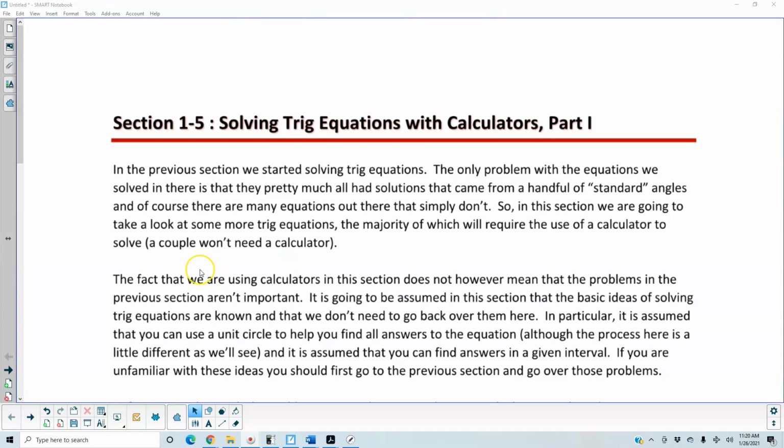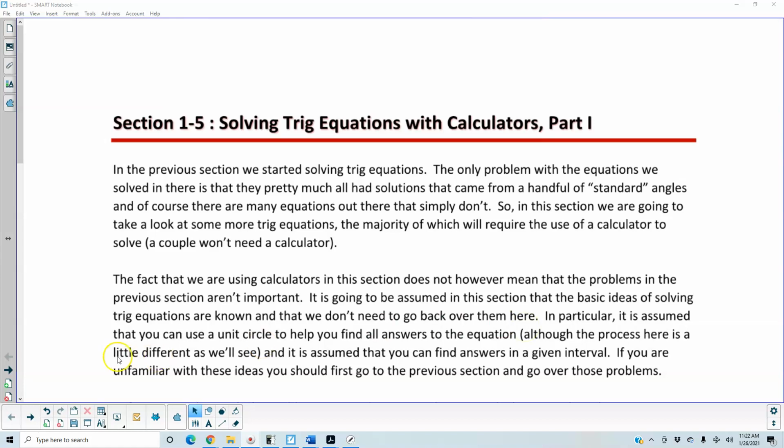So in this section, we are going to take a look at some more trig equations, the majority of which will require the use of a calculator to solve. A couple won't need a calculator. The fact that we're using calculators in this section does not, however, mean that the problems in the previous section aren't important. It is going to be assumed in this section that the basic ideas of solving trig equations are known and that we don't need to go back over them here.